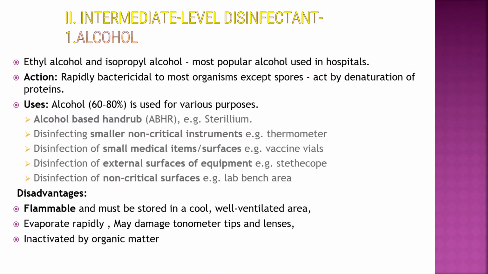Second is the intermediate level disinfectant. Example is the alcohol. So it can be used in preparations like ethyl alcohol, isopropyl alcohol, the most popular alcohols in the hospitals. Action, rapidly bactericidal except for spores. Action is by denaturation of proteins. Uses, alcohol is mostly used in the concentration of 60 to 80%, can be used as a hand rub.